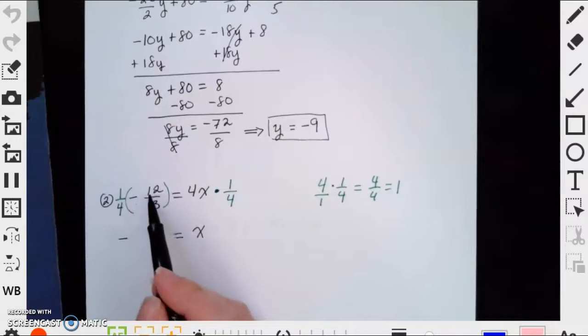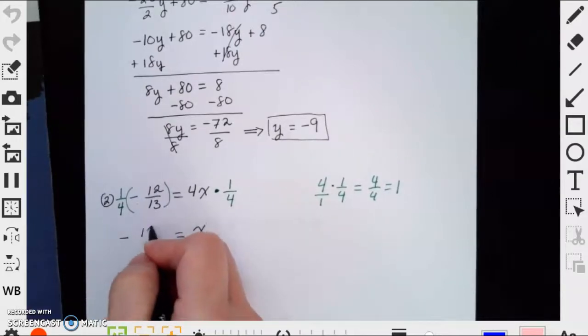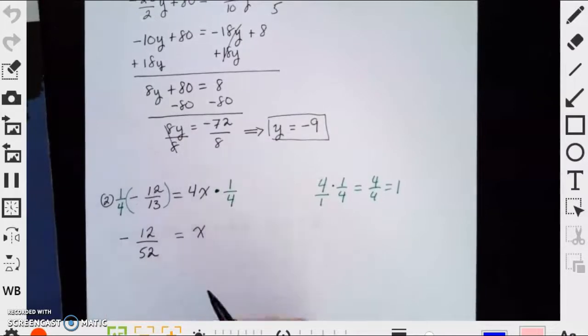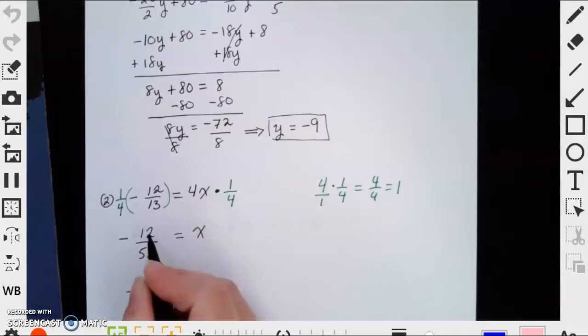As the 1 times 12 is 12, and then 4 times 13 is 52. So my fraction would be -12/52, but I can simplify that because 12 and 52 have a common factor of 4. So when I simplify, I still have a negative fraction. 12 divided by 4 is 3, and 52 divided by 4 is 13. So -3/13 is equal to x.